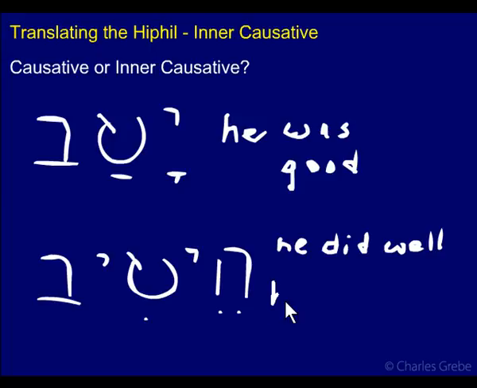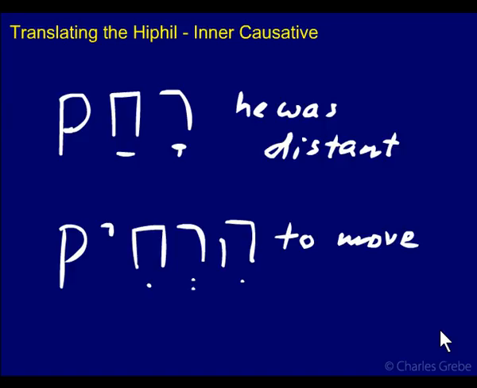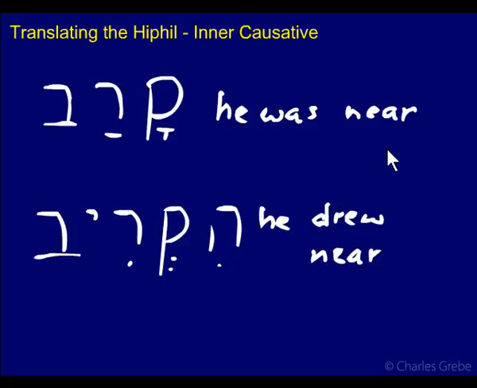But it could also be he made something else good. That would be just a normal causative. He did well would be causing himself to be good. He made X to be good would be normal causative. And if you look back at some of these other examples, like the first one, he was near, okay, that's the Qal. Hikriv, he drew near, but it could also be translated, he brought near, which would be bringing something else near. So that would be just a straight causative. So again, you have to take a look at your word in context to try and figure out whether you have an inner causative or just a regular causative.